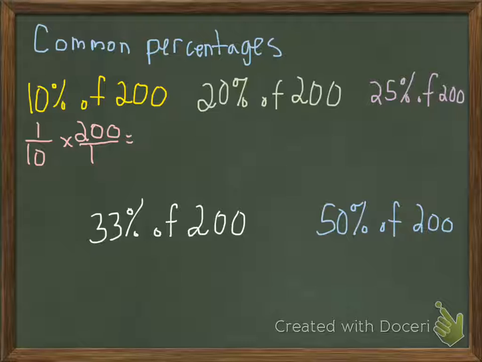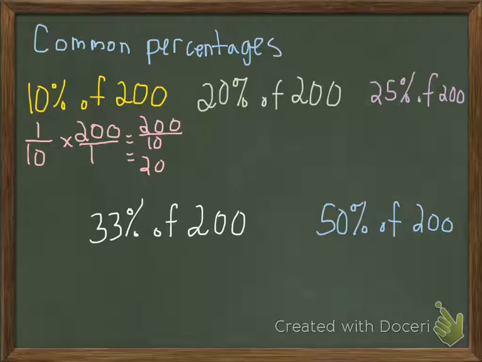Now we multiply numerator times numerator, you get 200. And then 10 times 1 is just 10. So really, the shortcut of what we're doing here is 200 divided by 10, and that would equate to 20. So 10% of 200 is 20.